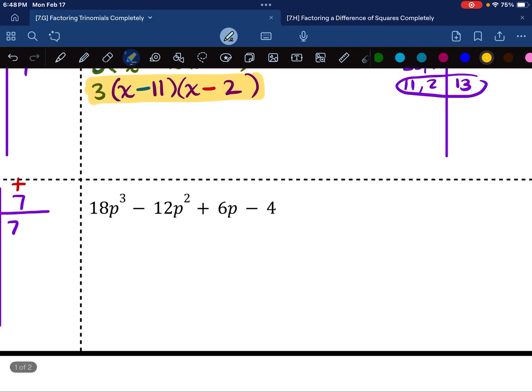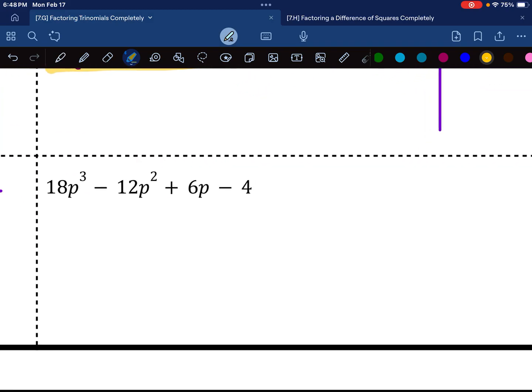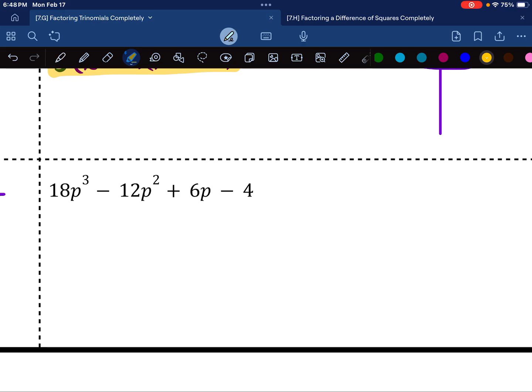All right, last one. This one's 4 terms, okay? With 4 terms, you have to do the reverse box. But I'm starting with my GCF. I do notice these are all even. I like to go to the smallest number, which is a 4, and see if I could divide it out of all of these. 4 can't go into 6 and 18, so my GCF in this case is going to be a 2.